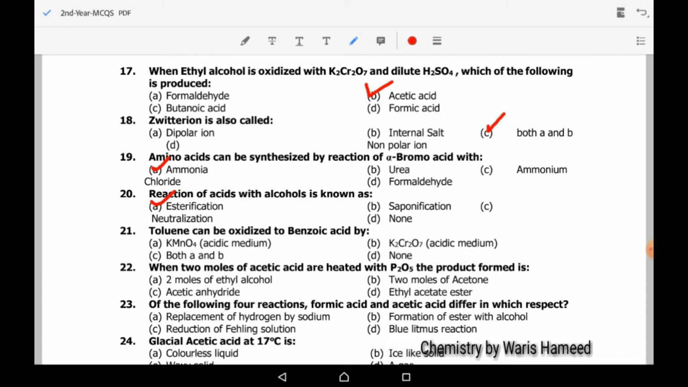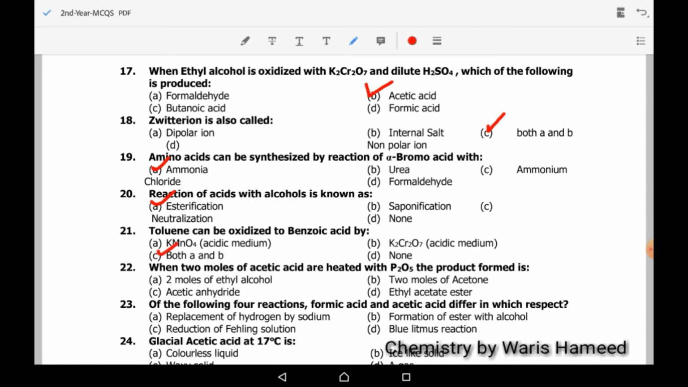Toluene can be oxidized to benzoic acid by. We know that potassium permanganate and potassium dichromate cannot oxidize the benzene ring. When we use these oxidizing agents, they convert the side chain of the benzene ring into the relative aldehyde, ketone or carboxylic acid. So in the case of toluene, the CH3 group will convert into COOH in the presence of KMnO4 or K2Cr2O7. So option C is the correct one.